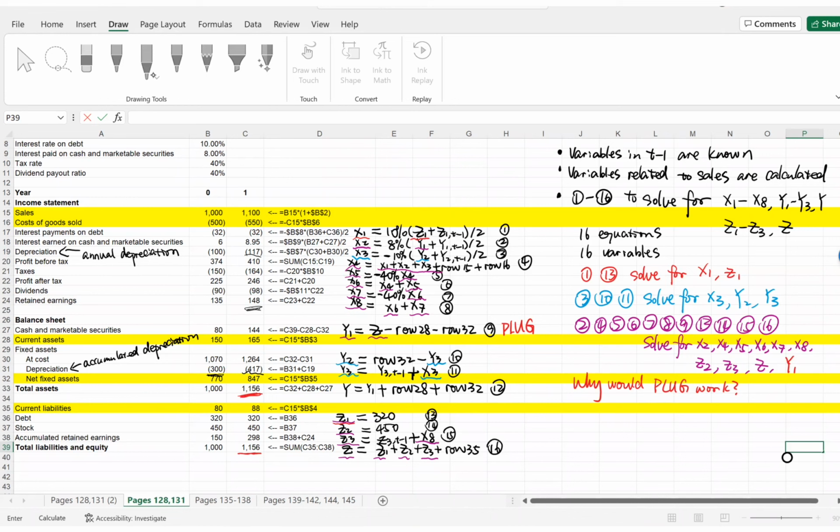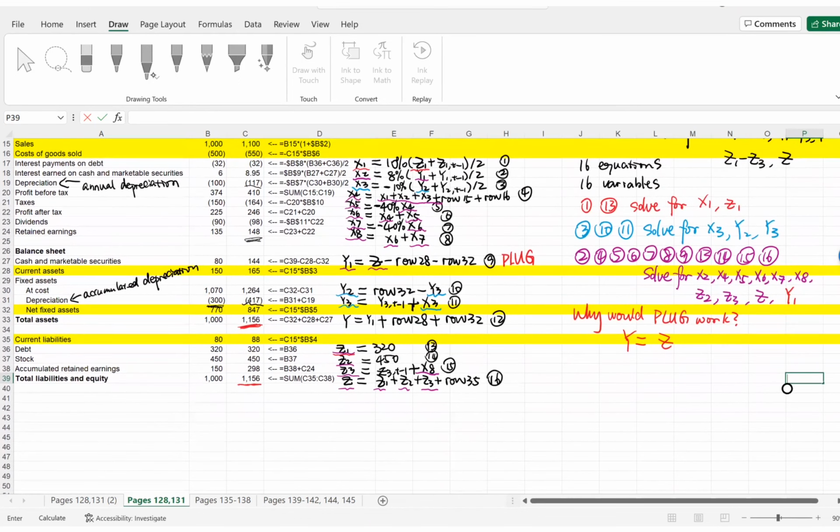Now, y would equal z. So y here is the total assets. I'm using y to represent this variable here. And z here is the total liability and equity, right? Y always equals z. This is because we have the plug here.